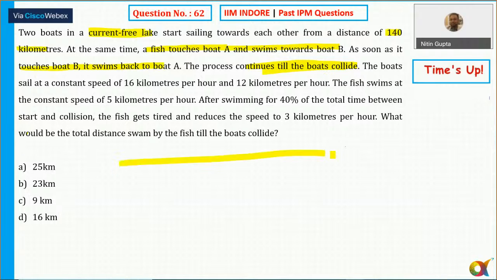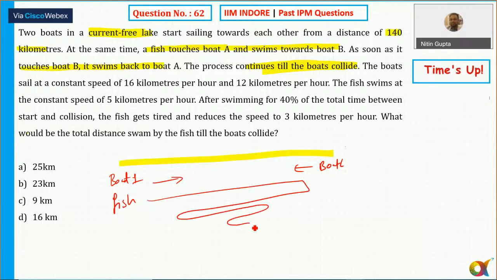So it's a river here, and there is one boat on one side, and another boat which starts from the other side, and both of them are traveling towards each other. At the same time, one fish also starts traveling. This fish goes to boat two, then comes back, then goes to boat two again, something like this, until they collide. And the fish continues this process till the boats collide.